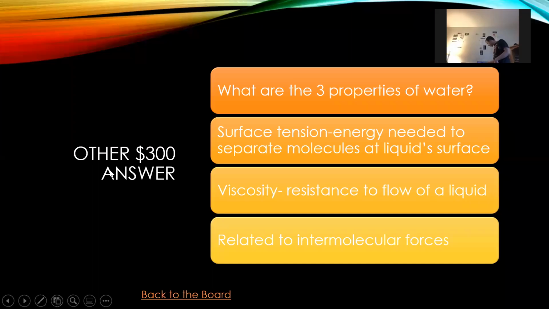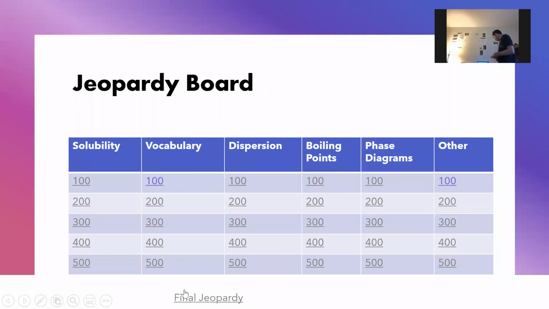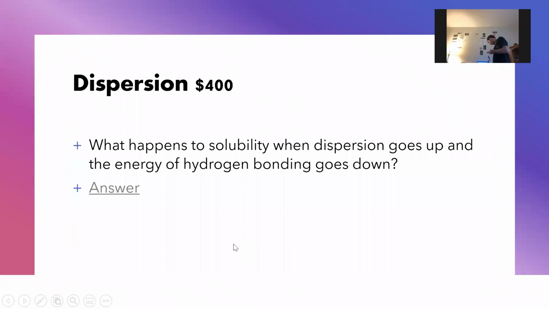Now you have control of the board. Dispersion for 4. What happens to the solubility when dispersion goes up and the energy of the hydrogen bonding goes down? Brookdale Bear: What if it goes up? No. Tetra: What if it goes down? Yes, it goes down. Right. 400. This is still anybody's game here.